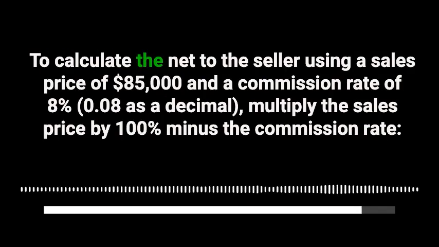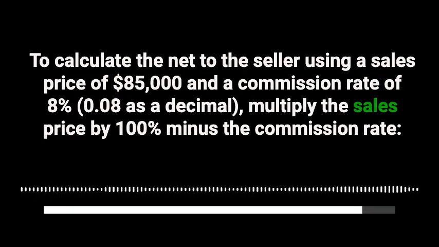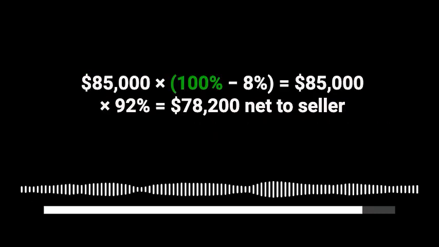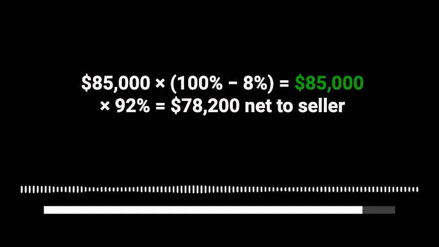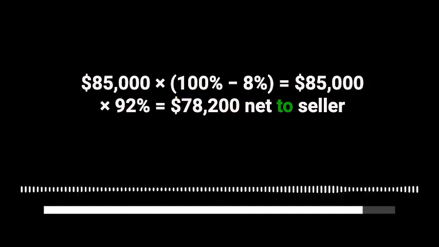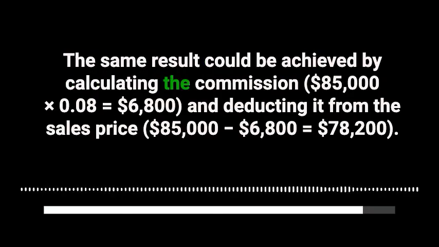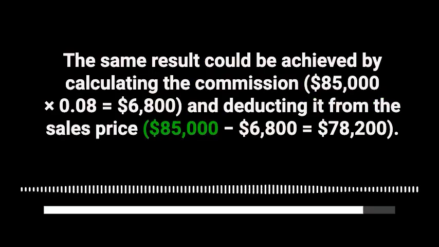To calculate the net to the seller using a sales price of $85,000 and a commission rate of 8%, multiply the sales price by 100% minus the commission rate. $85,000 times 92% equals $78,200 net to seller. The same result could be achieved by calculating the commission and deducting it from the sales price. However, this involves unnecessary extra calculations.